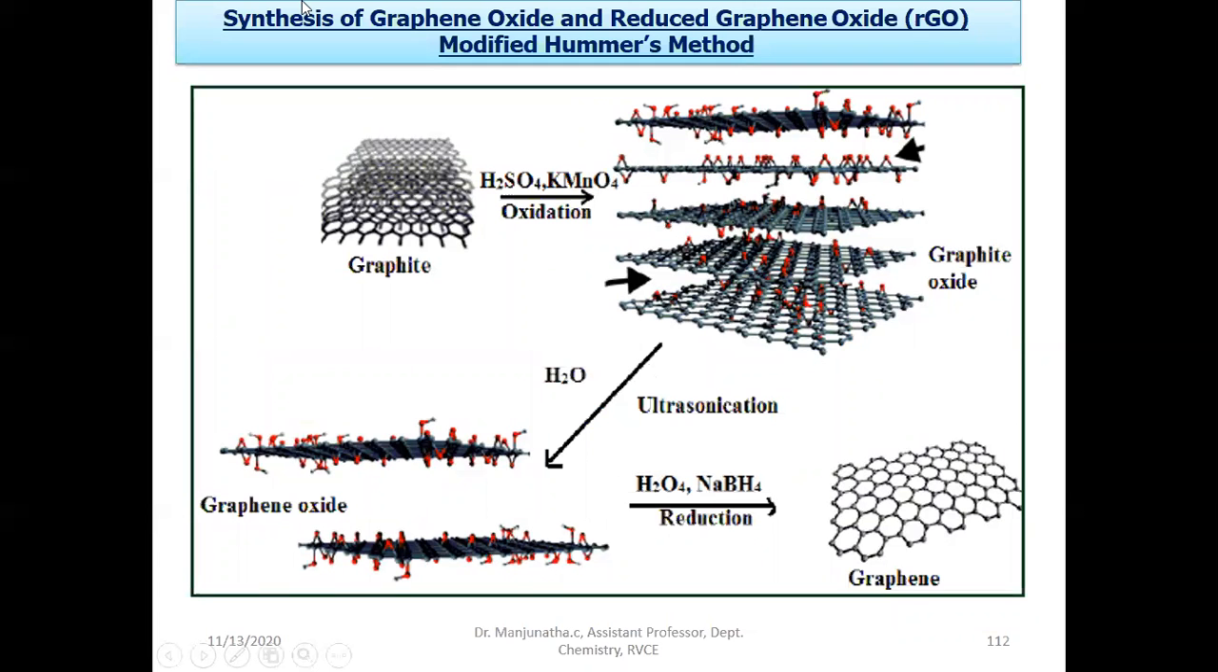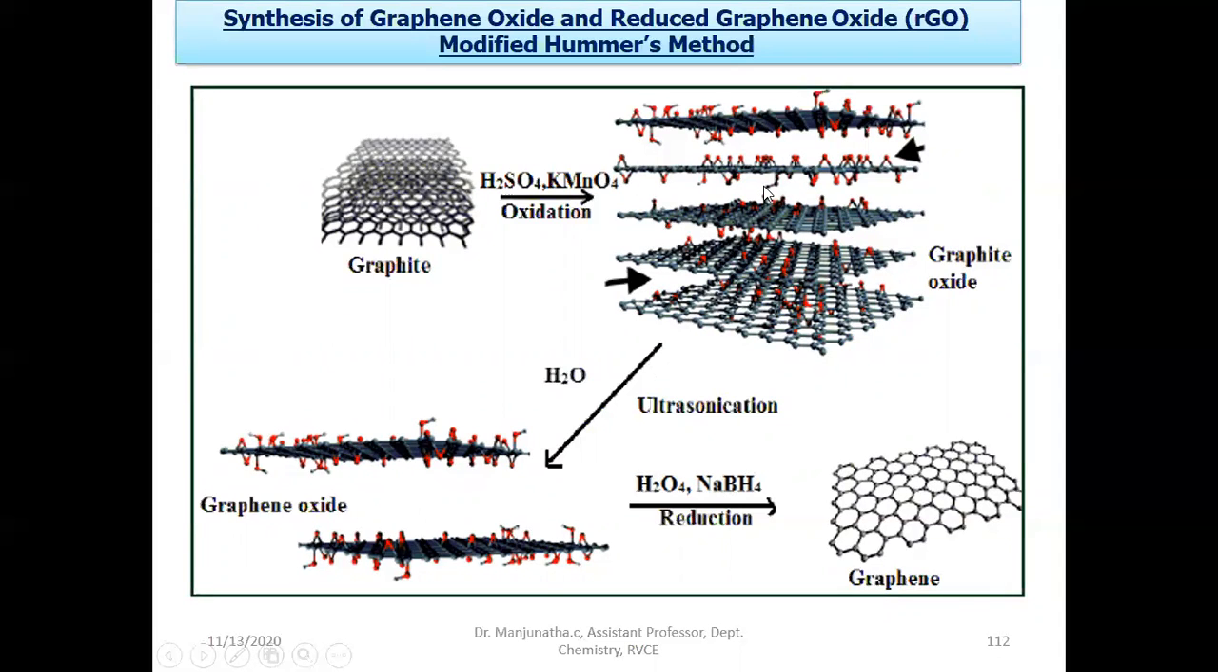In the modified Hummers method, they use graphite as a source. We know that graphite is a three-dimensional material, made up of millions of graphene sheets stacked one after another. If you take out one graphene sheet, you will get graphene. Our aim is to separate all the layers of graphene in the graphite. This is non-polar in nature, so it is not soluble. First, they will oxidize the surface.